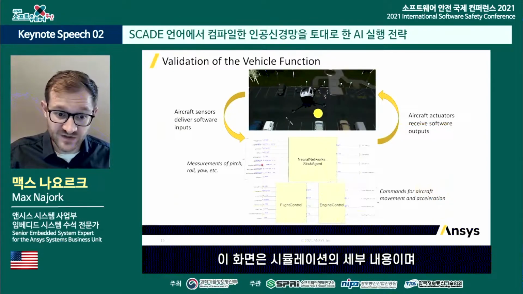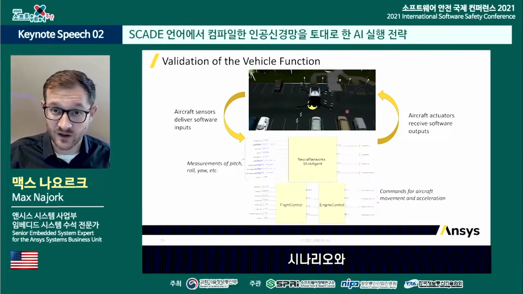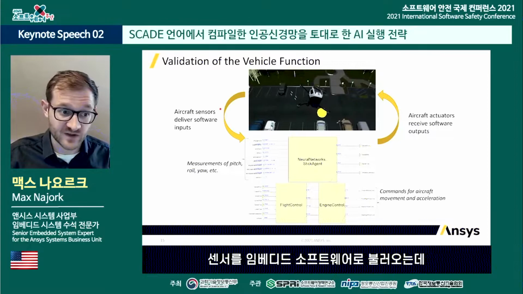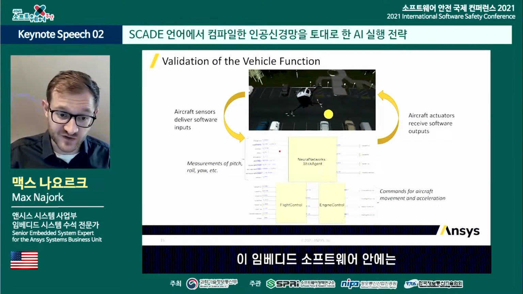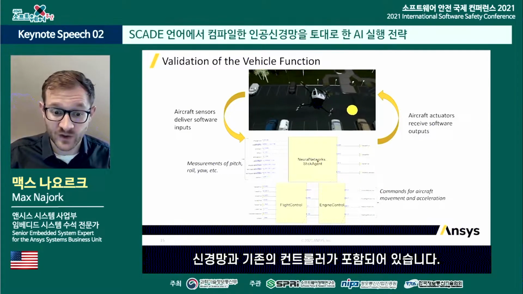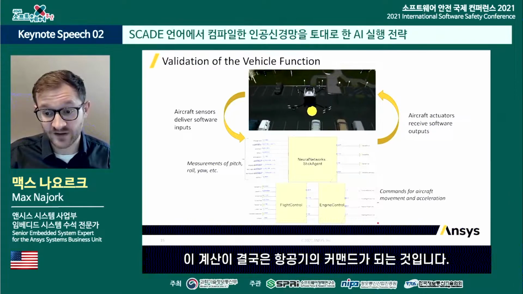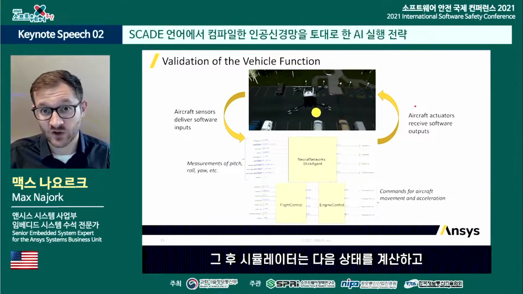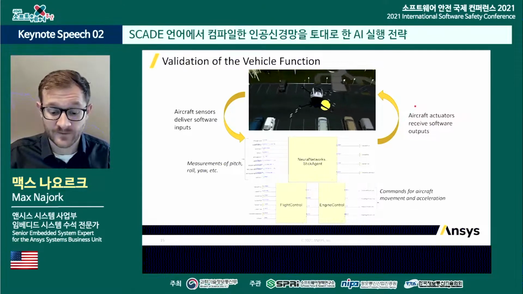Now, here is an example of the closed loop simulation. So we can see the scenario and the graphical representation of the scenario, and that provides the sensor inputs to our embedded software. The embedded software contains both the neural network as well as the conventional control laws, and it's computing finally the commands of the aircraft. And then again, the simulator takes over, computes the next state, and the whole loop continues.